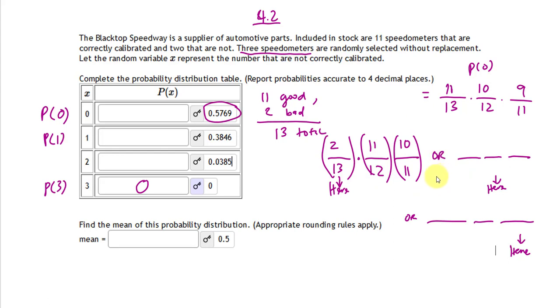Now the OR means we are going to add. Okay, so this is the whole value, right? And then you add the second situation. The second situation is when the bad one occurs the second time that you take out the speedometer. So the first one would be the good one, 11 out of 13, and then you only have 12 items left, and you want the bad one, 2 out of 12, and then again you want the good one. So 11, now we only have 10.